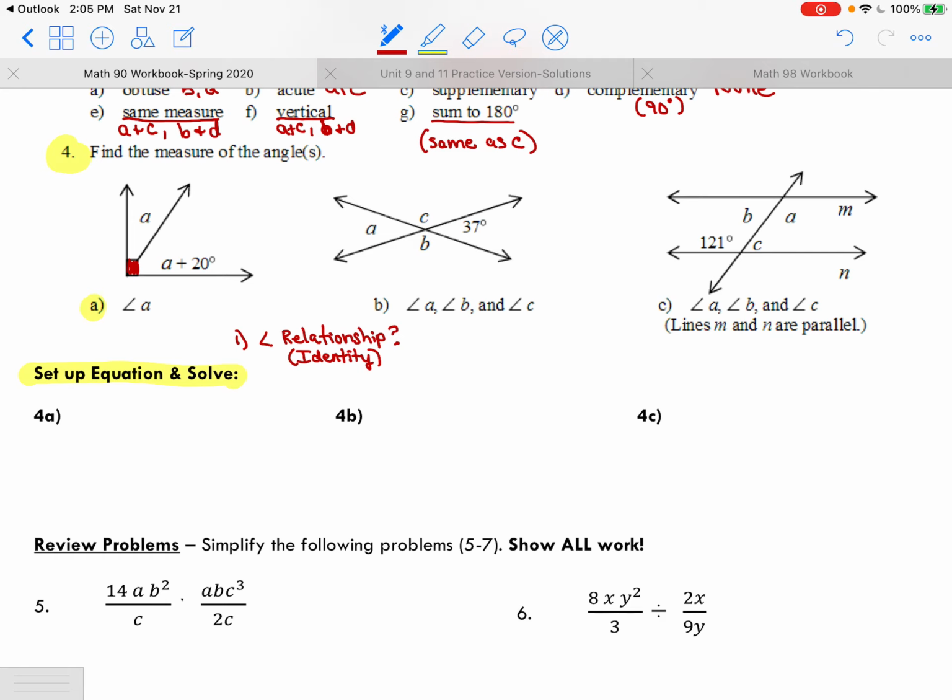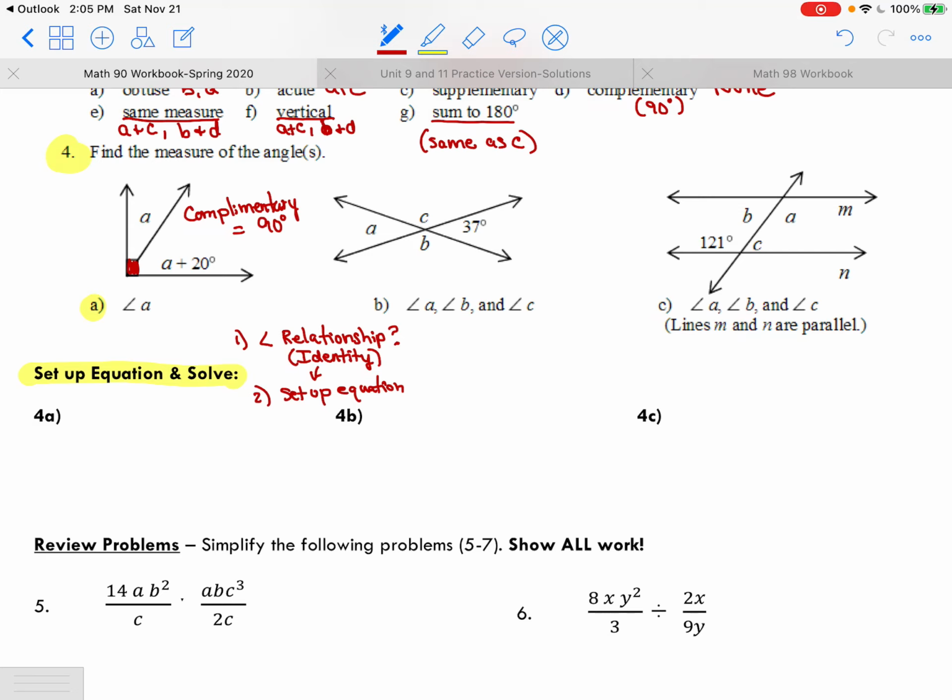So we know that these are complementary angles, right? These are complementary. And we know that complementary angles add up to 90 degrees. That right there, that identity or that relationship is how we set up our equation. We use that in A to set up our equation in B, or number 2.